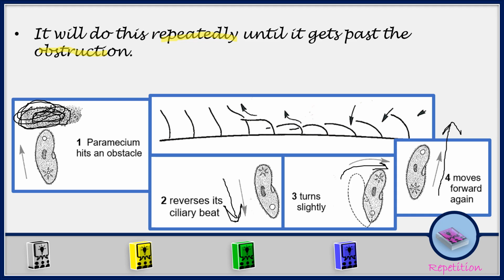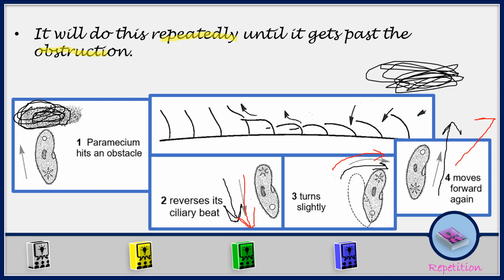When it comes back again and finds that it is still hitting the obstacle, it will repeat the same process. It will again go backwards and then change direction slightly. If it changes direction this time and moves in that direction and finds that there is no obstacle, then it will continue with its journey through the water body.